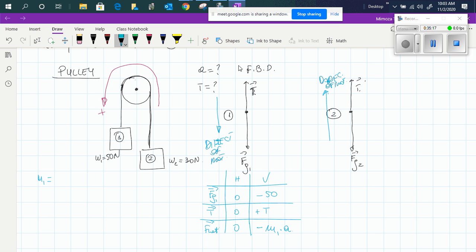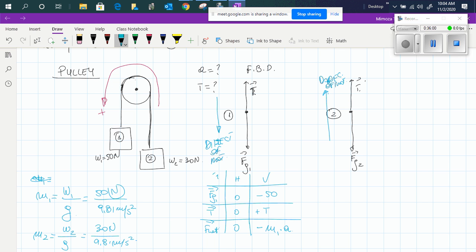How do we find mass 1? Mass 1 is found by using the fact that we have a weight 1 of 50, and this is the product of mass and acceleration due to gravity near the surface of the Earth. So this will be 50 newtons over 9.81 meters per second squared. And mass 2 is the same thing, weight 2 over g, 30 newtons over 9.81 meters per second squared. We'll talk about units in a bit.